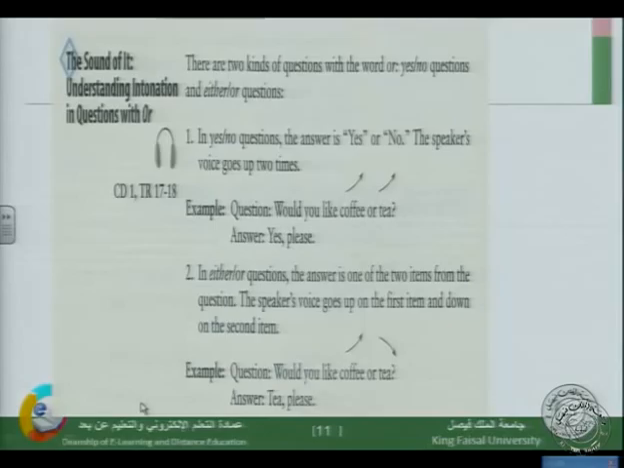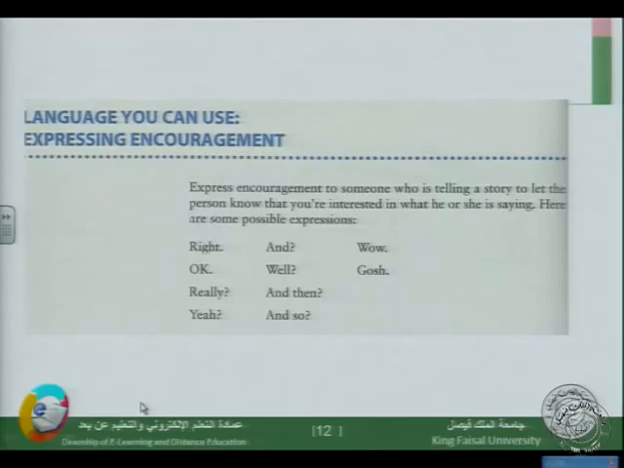The speaker's voice goes up on the first item and down on the second item. Notice. Would you like coffee or tea? Would you like coffee or tea? Tea, please. So you need to pay attention to the difference between intonation in yes/no questions and either/or questions. With yes/no questions, what did we say? Would you like coffee or tea? The voice rises. But if it is a choice question, either/or, would you like coffee or tea? We have different intonations. So please understand these rules because they are important for you to use in your speaking skills.